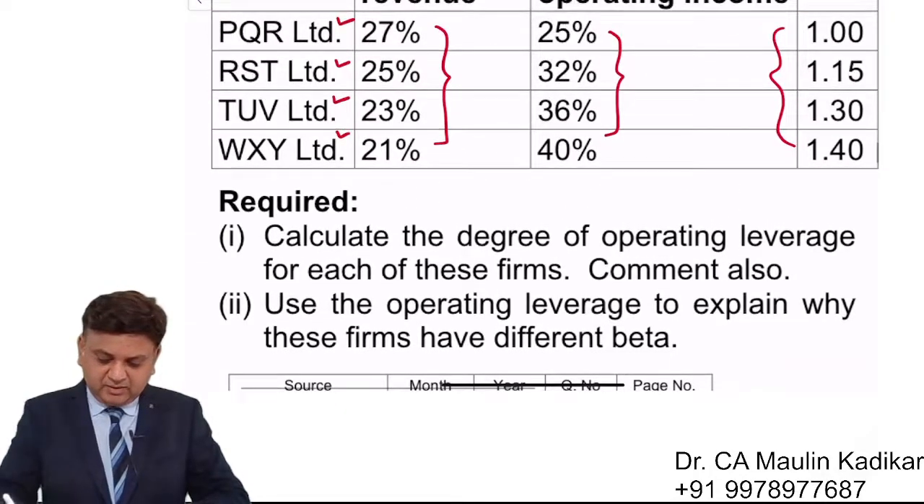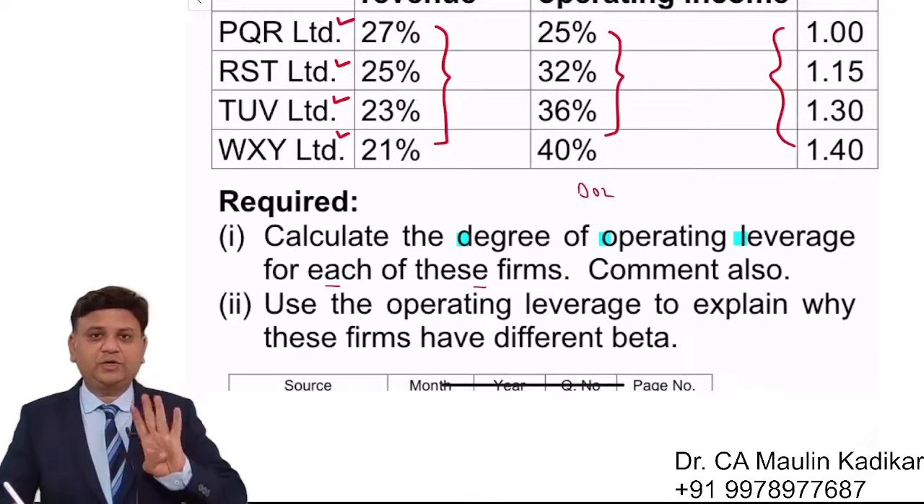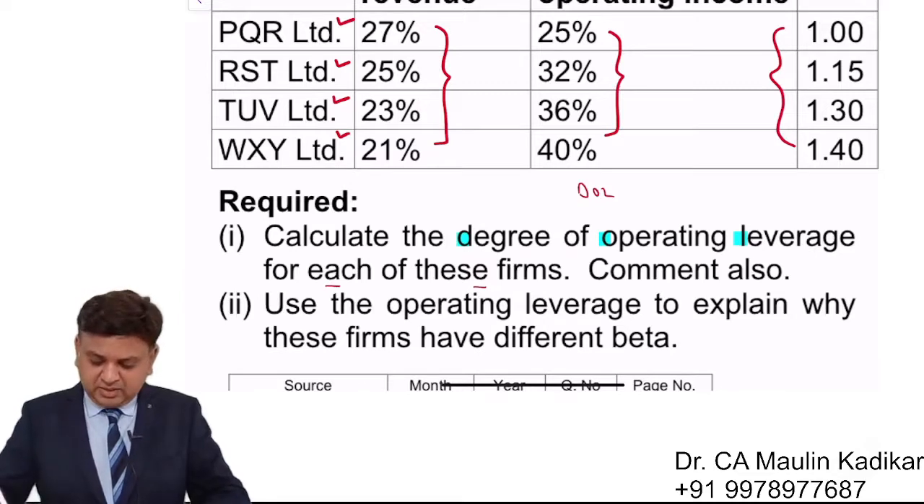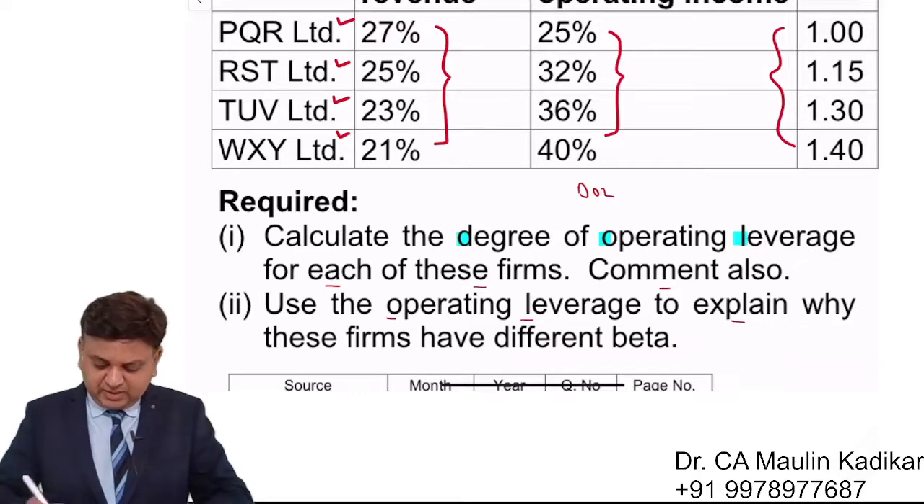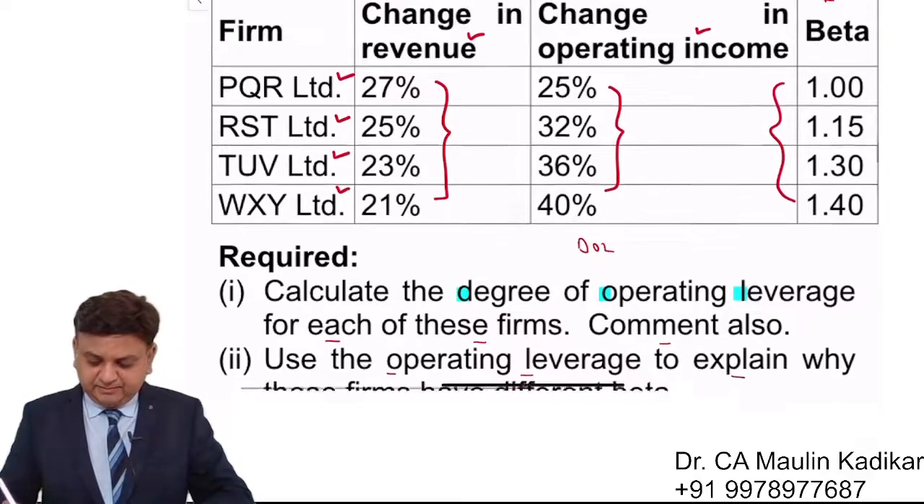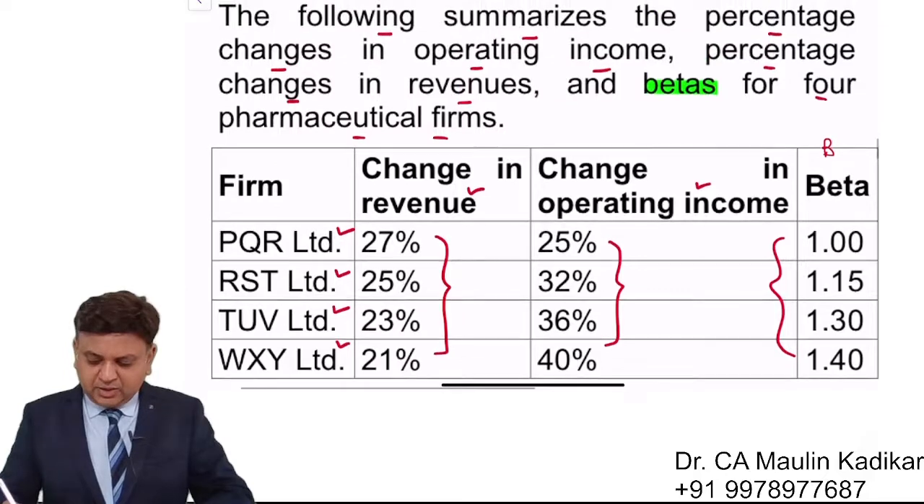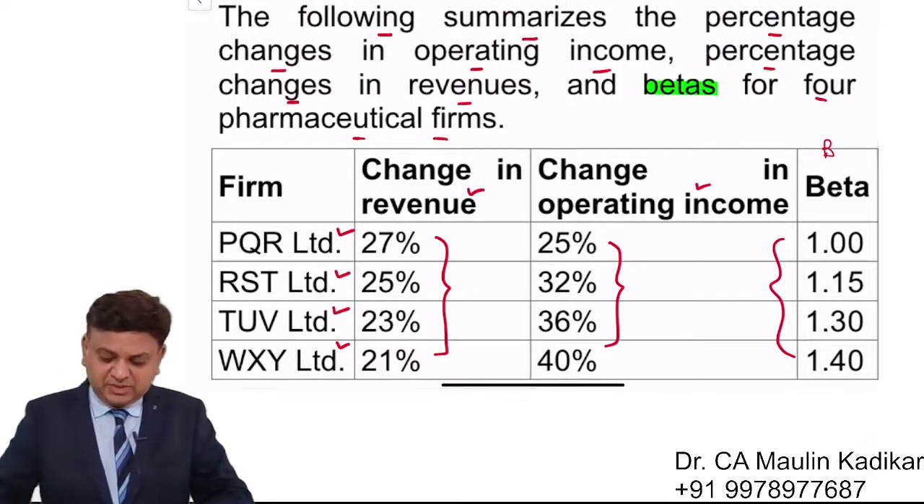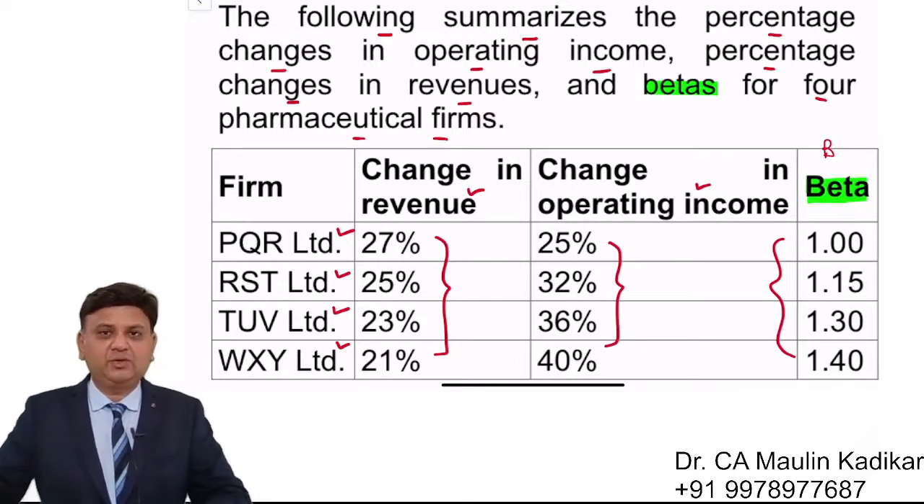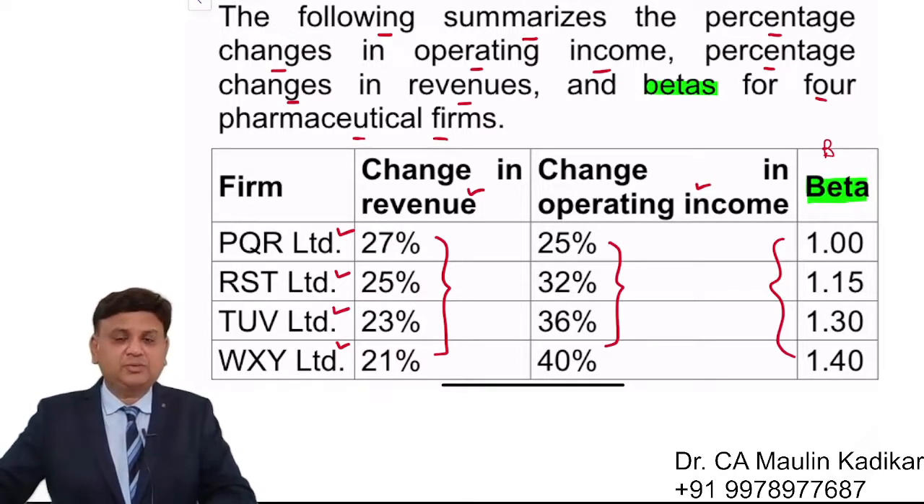You are required to calculate the degree of operating leverage, that is technically called DOL, for each of these firms. So for all the 4 companies we are required to find DOL. Comment also. Use operating leverage to explain why these firms have different beta. So there is a new term which is provided to us in the question, that is beta. How we are supposed to use it, that is also what we are going to discuss in this question. Please go through the question, all of you.